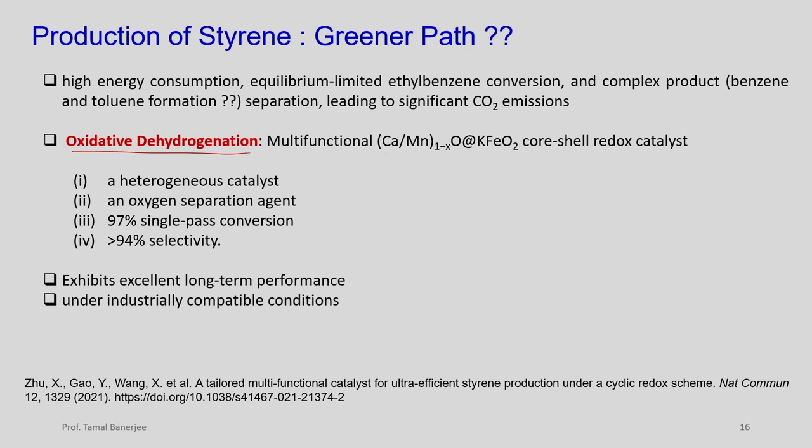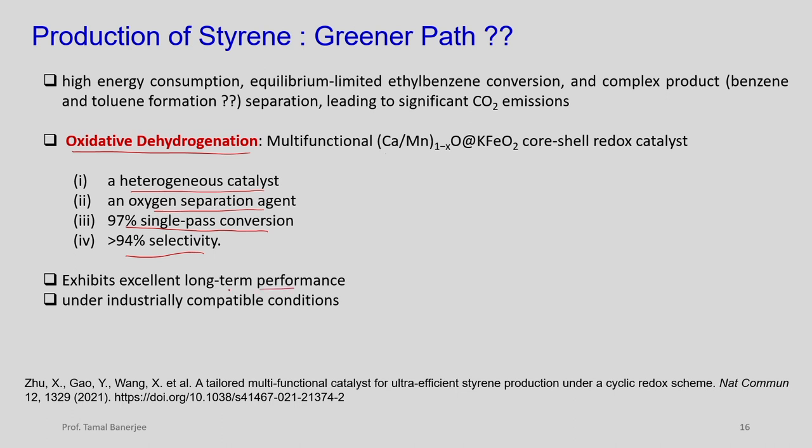Okay, so it means it is a reversible process. In the first process it loses the oxygen, does the combustion, produces water, and in the second cycle it will again take the oxygen from air and revert back to its original catalyst structure. So this is a three-pronged approach. It is a heterogeneous catalyst, an oxidation separation agent, and it has a 97% single pass conversion, which is very high compared to our conventional conversion path. And there is greater than 94% selectivity. So the chances of unwanted byproducts are very less.